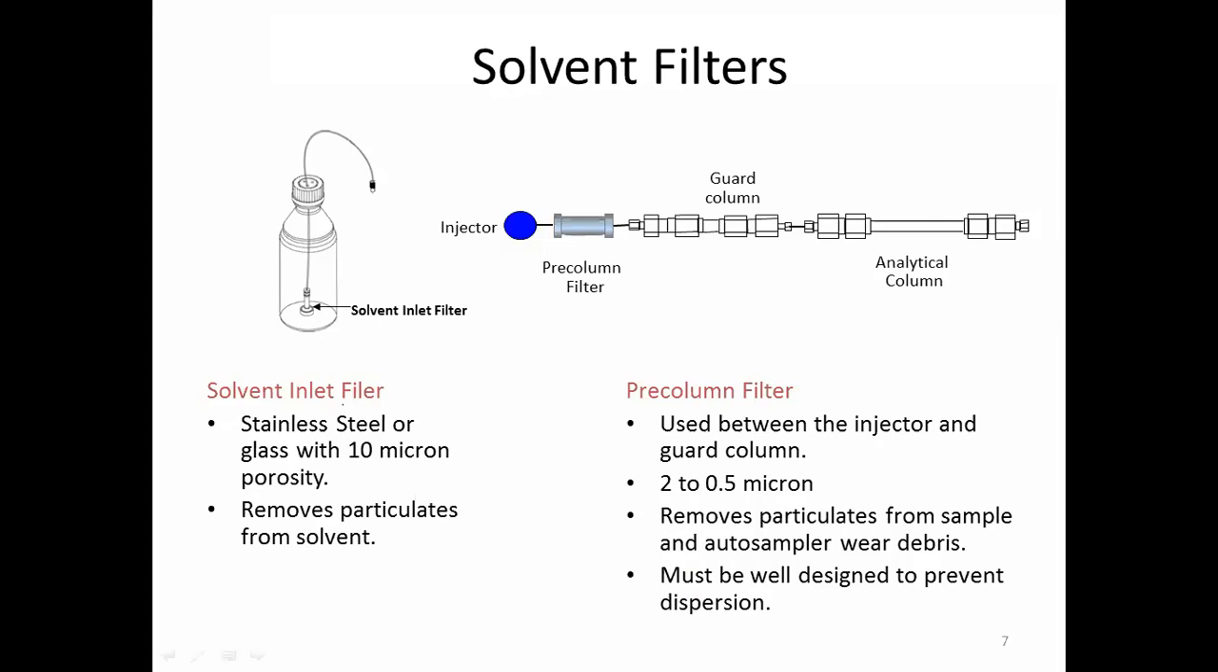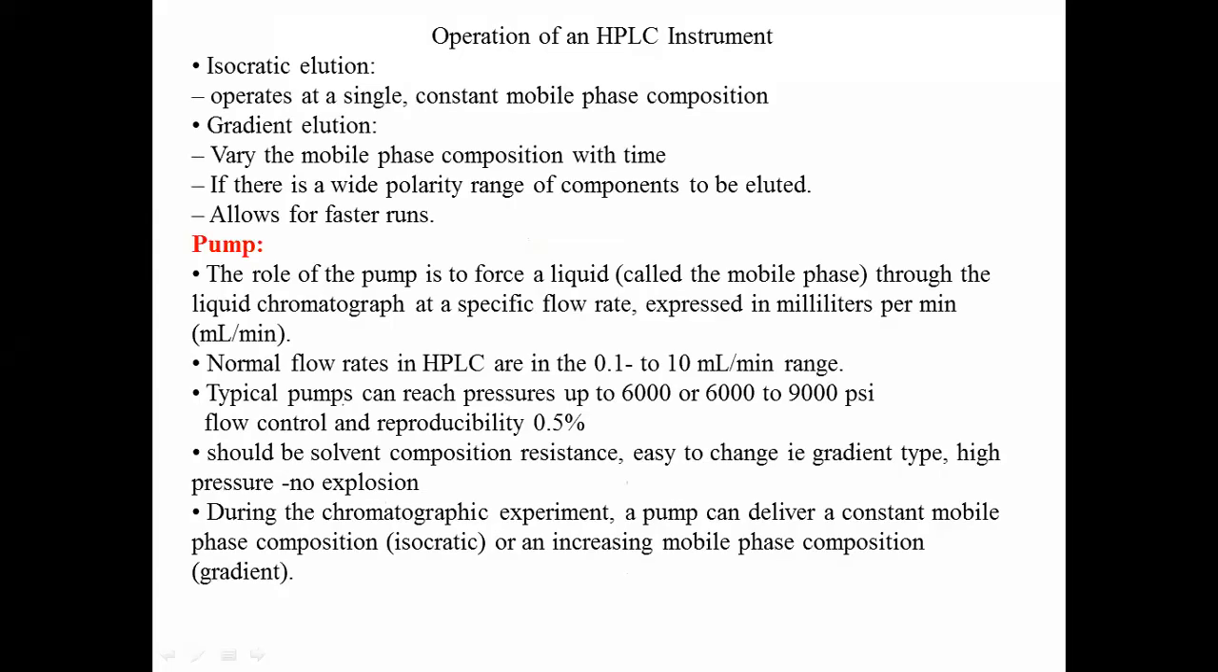These are used in between the injector and the guard column. There are some filters, also known as the pre-column filters, having the porosity of 0.5 to 2 micron, which remove the particulates from the sample. So to prevent any type of contamination in the pre-column as well as the analytical column, this is very important. These are devices incorporated along with all the solvent reservoirs.